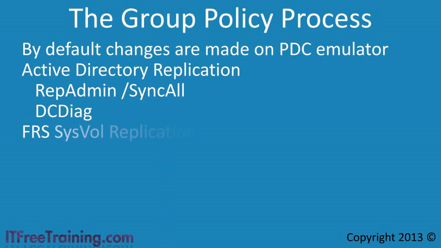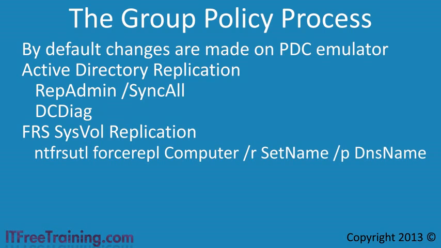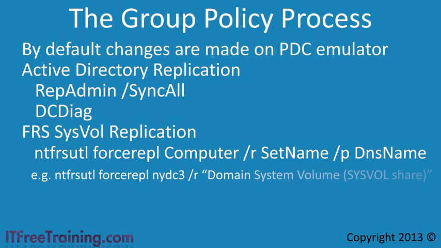If you are using FRS to replicate sysvol, you can use the ntfrsutil command. To force a replication, enter in the local computer name followed by the /r and then the set name. The set name in this case will be domain system volume sysvol share. The last parameter is /p followed by the DNS name of the domain controller that you want to replicate with.